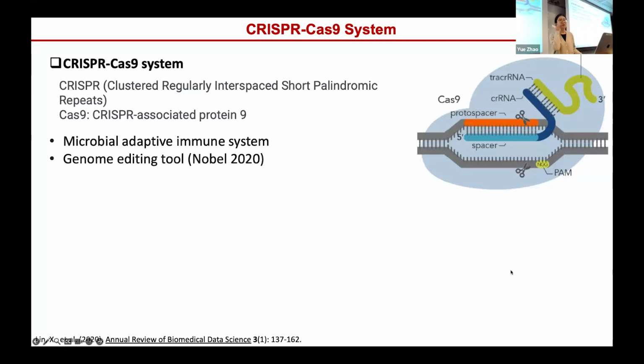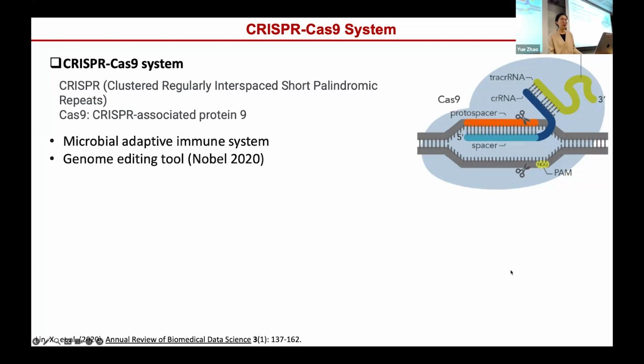First, I will briefly introduce the CRISPR-Cas9 system. As you may know, the CRISPR-Cas9 system is initially a microbial adaptive immune system, and it was later developed as a powerful genome editing tool and won the Nobel Prize in 2020.